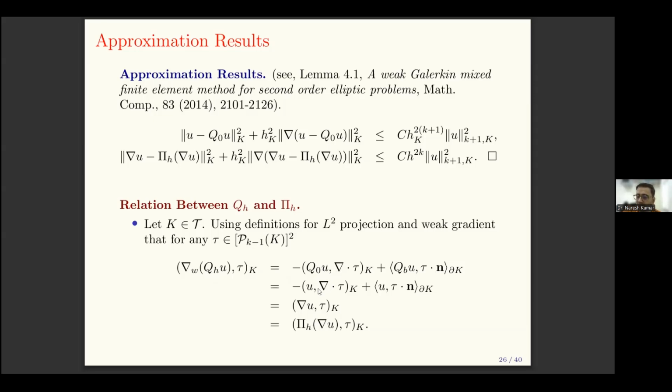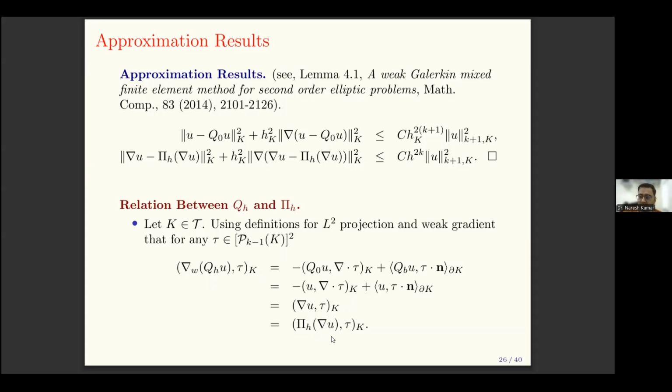Q0 u comma divergence of tau is nothing but u comma divergence of tau. This is the definition of L2 projection. Similarly, you can apply the definition of L2 projection on the boundary also. Then when you apply integration by parts, you get only grad u comma tau, and grad u comma tau is just the definition of the pi h projection. So when you apply the definition of pi h projection, you get pi h grad u dot tau. So basically the weak gradient of QHU is equal to pi h grad u.